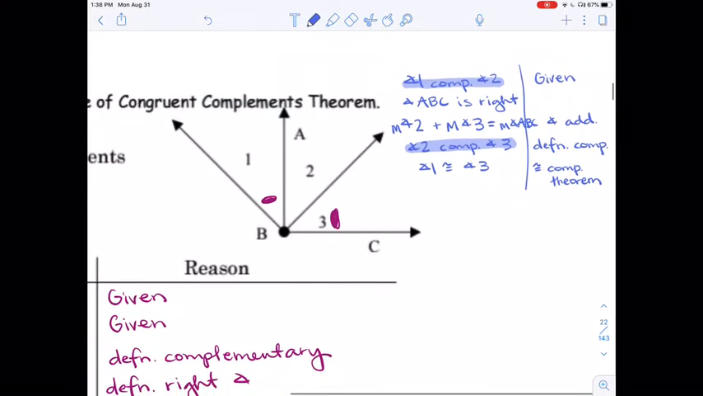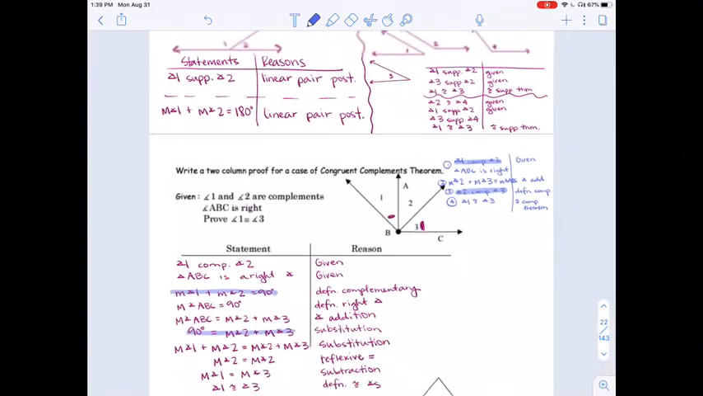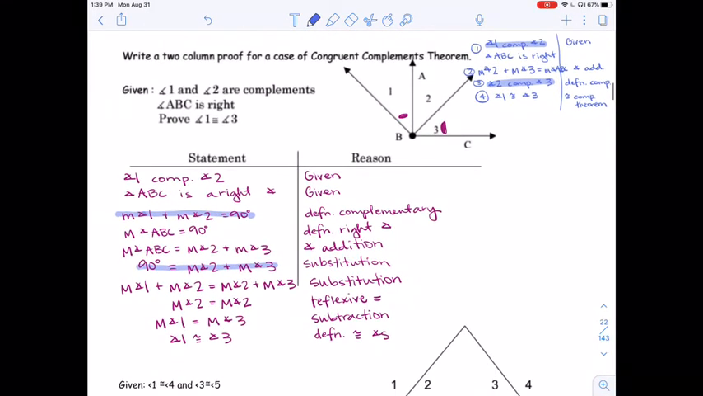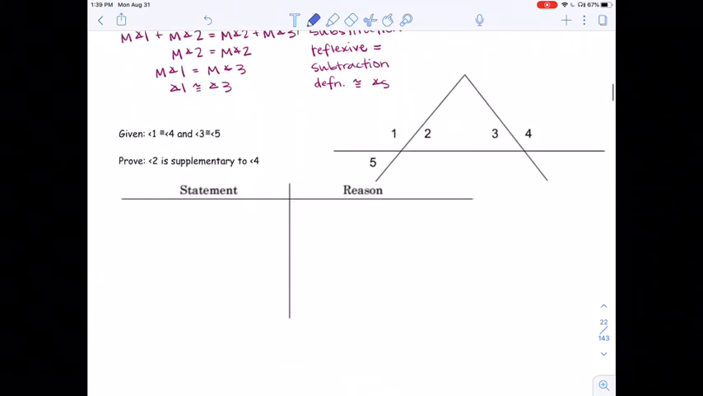And here we have 1, 2, 3, 4 steps rather than all of these over here on the left. Are both of them correct? Yes. Is one shorter? Obviously. So learning how to use our congruent complements and our congruent supplements will really help. We're going to do the same thing on this one.